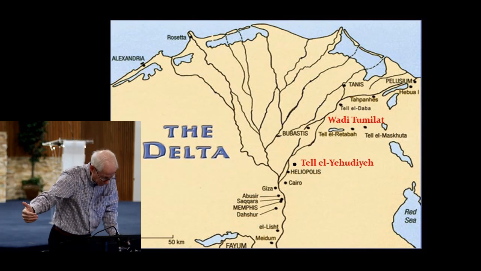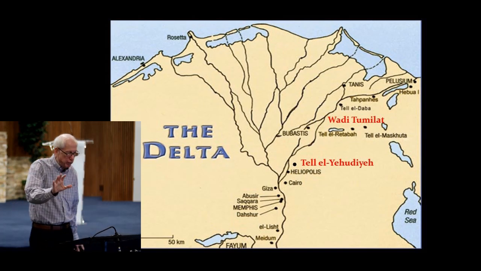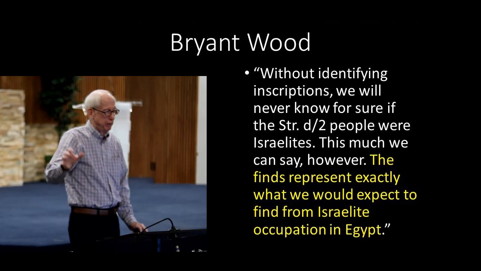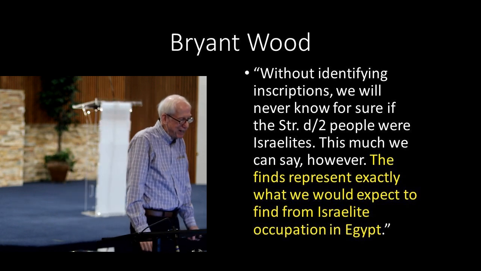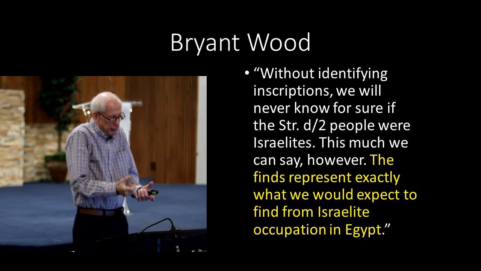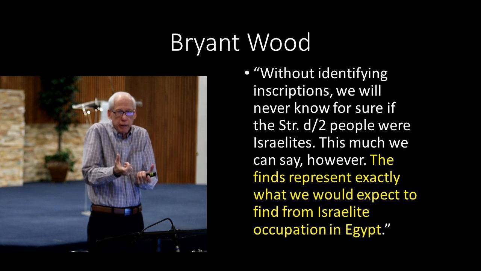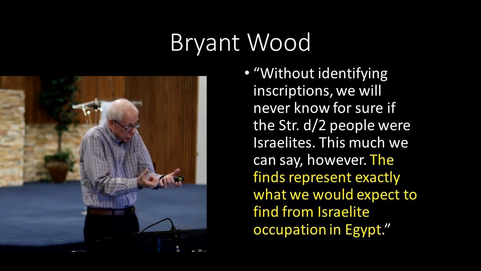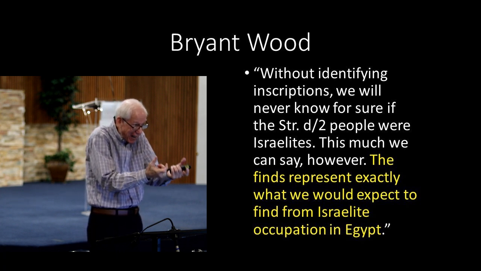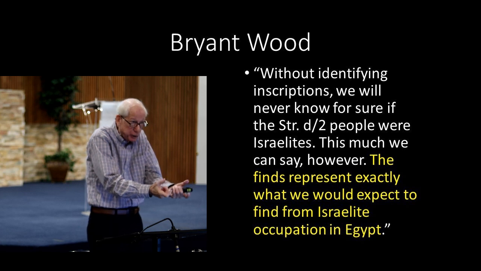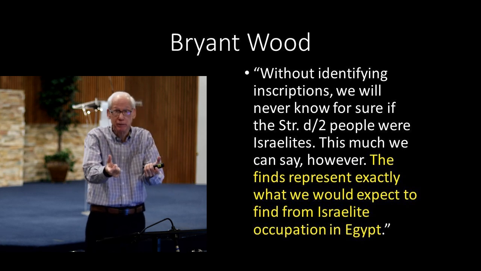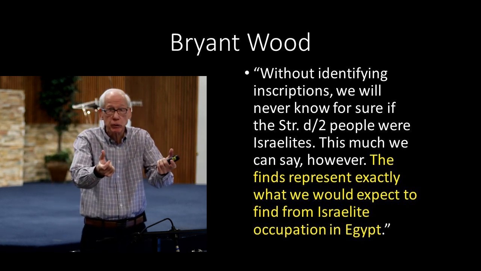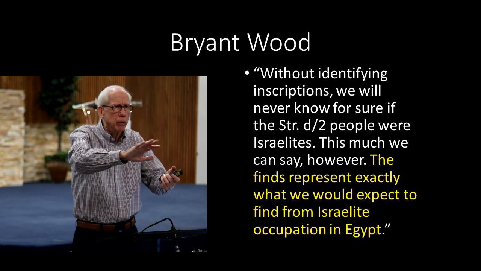That's mighty coincidental. And speaking specifically of the site Tel El Daba, Bryant Wood says, without identifying inscriptions, without the smoking gun, we'll never know for sure if the Strata D2 people were Israelites. This much we can say, however, the finds represent exactly what we would expect to find from Israelite occupation in Egypt.